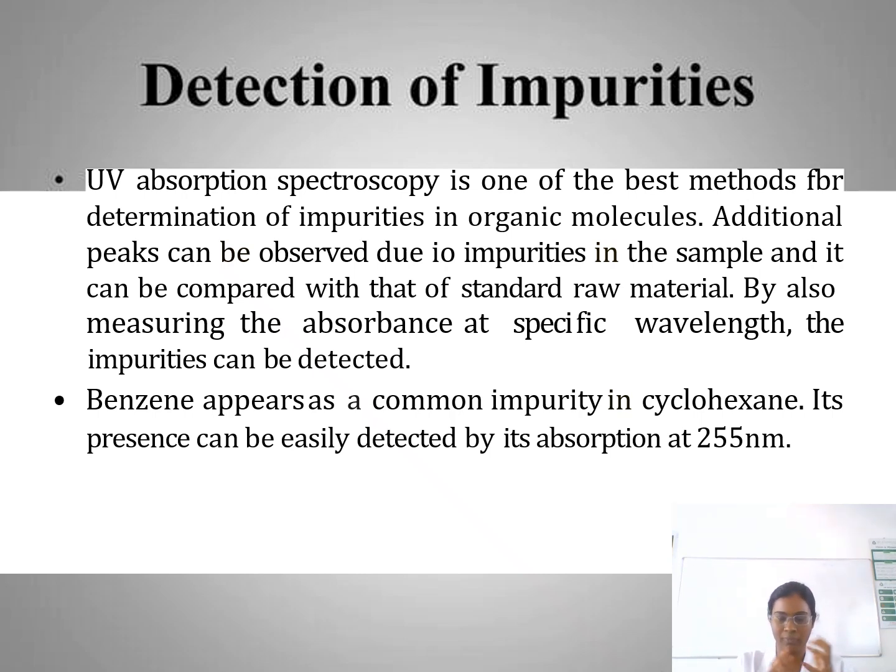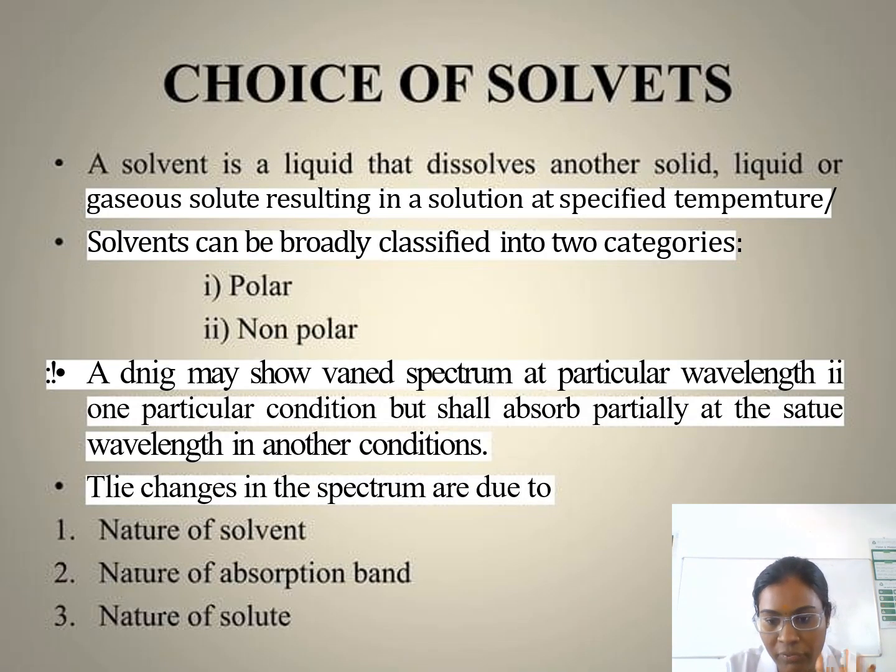For example, we identify benzene's lambda max, and that also identifies another absorption, meaning benzene appears as a common impurity in cyclohexane. Its presence can be easily detected by the absorption at 255 nanometer.